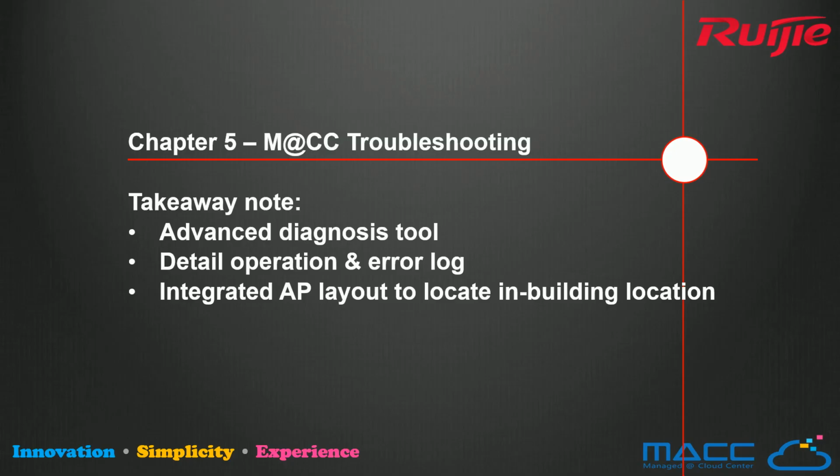Let's conclude our chapter 5, MACC troubleshooting. In this chapter, I've covered some of the advanced diagnostic tools you can perform on the MACC itself, like checking the running config, the device information, the client associate information, and also some advanced tools like web CLI. You can directly access the access point by using our web CLI. If you'd like to turn on some advanced debug command like what I did just now, debug IP packet, you can see all the IP packet flow.